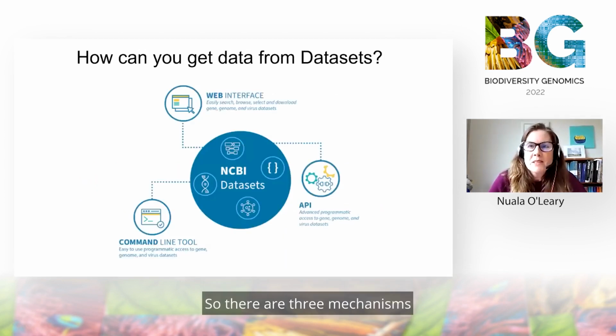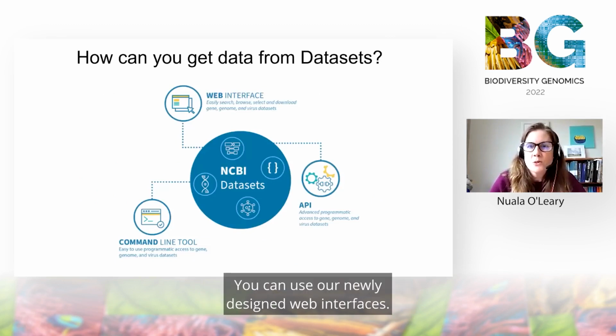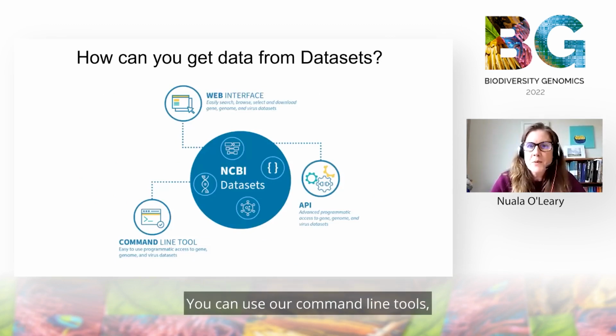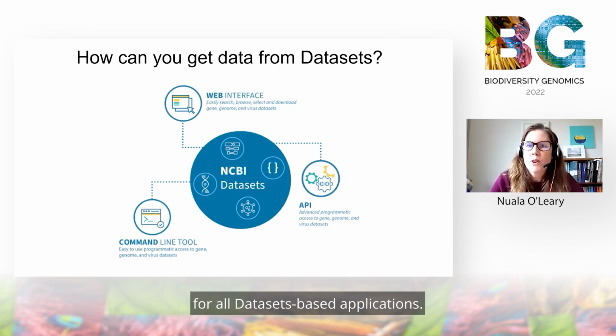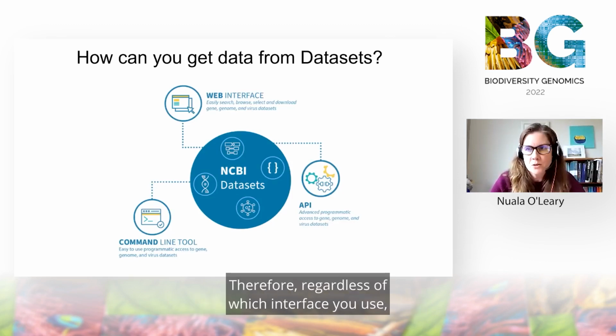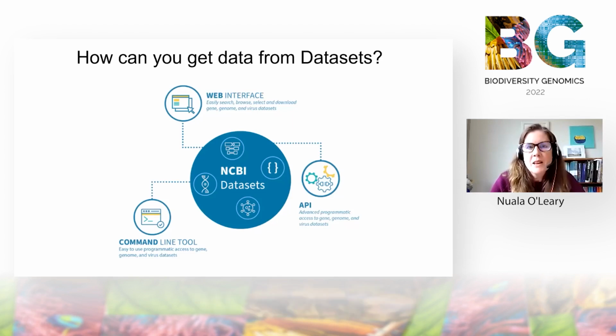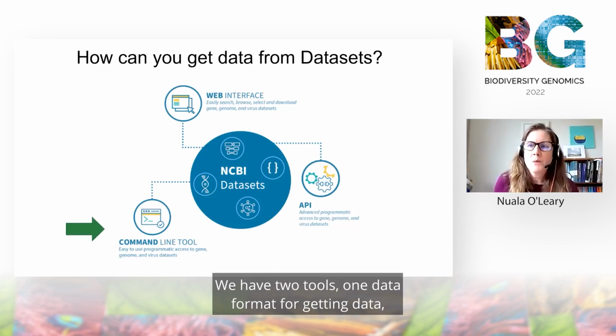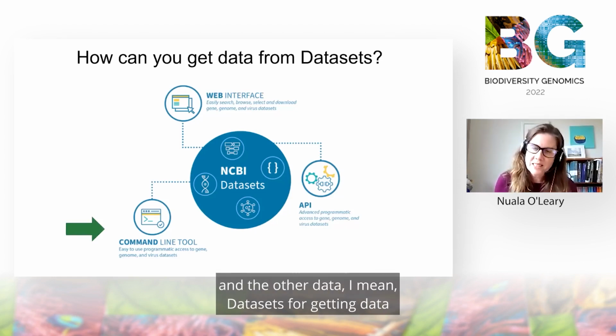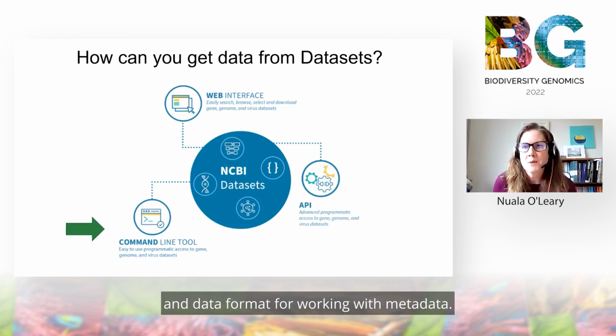So there are three mechanisms for getting data from Datasets. You can use our newly designed web interfaces. You can use our command line tools, or you can use our open documented API. The API serves as a single access mechanism for all Datasets-based applications. Therefore, regardless of which interface you use, you're going to get the same data. This talk will focus primarily on our command line tool. We have two tools: datasets for getting data, and dataformat for working with metadata.